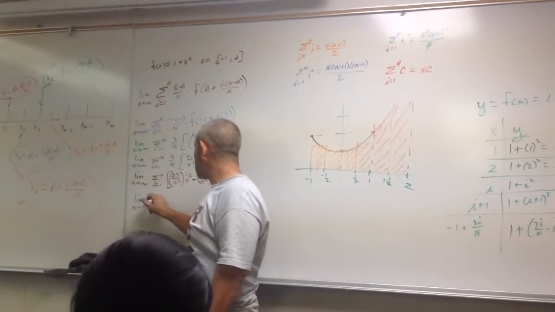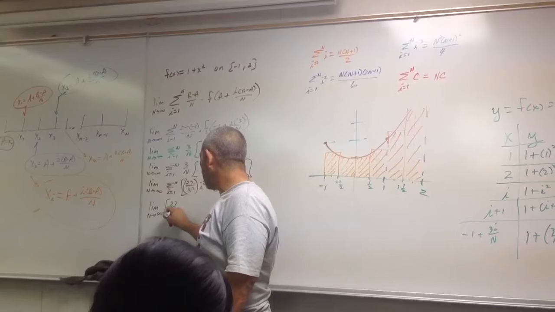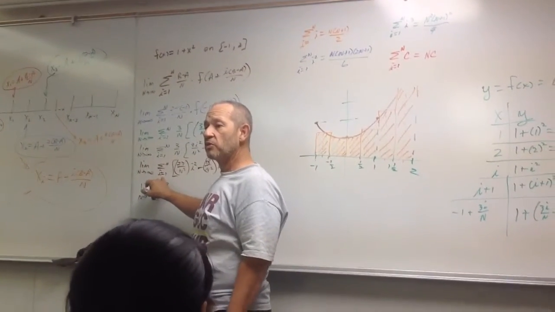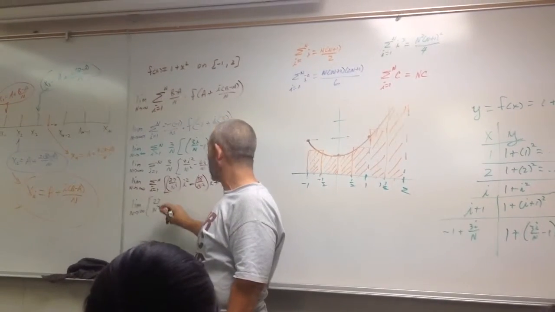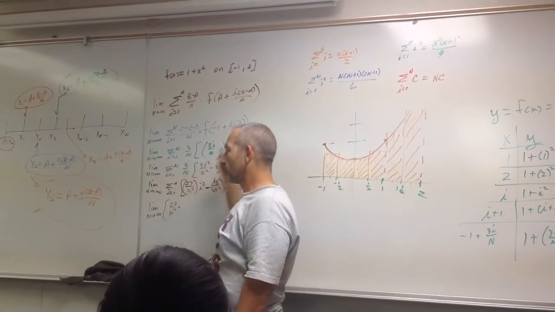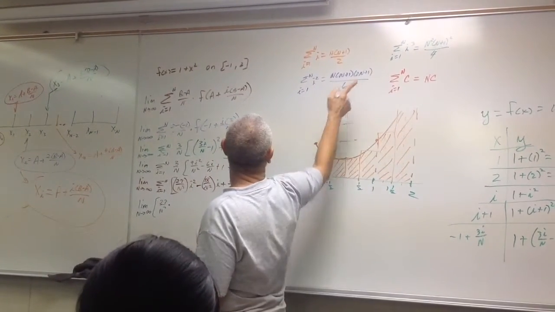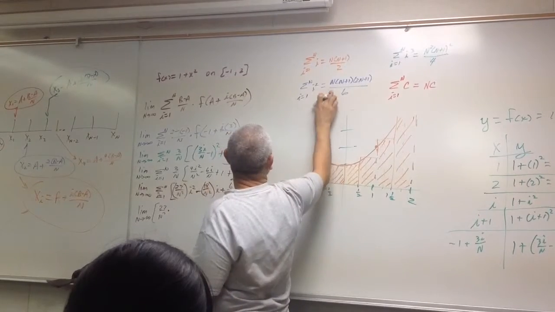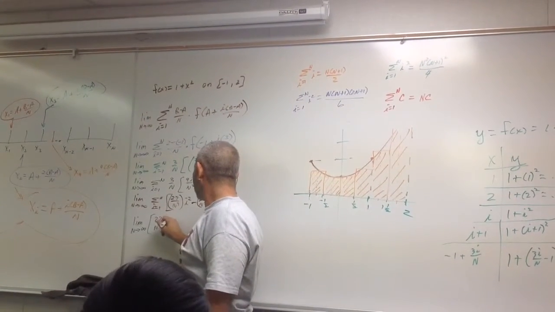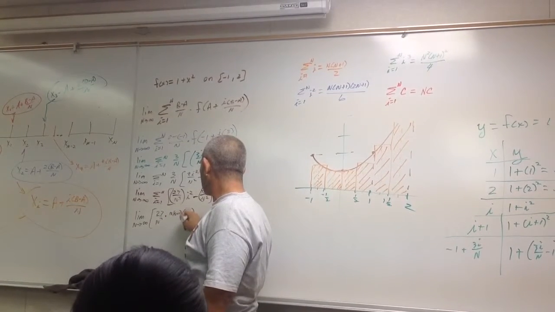We've got a constant, 27 over n cubed, right? N is a constant, I is the variable of the summation. And what is the sum from i equals 1 to n of i squared? n times n plus 1 times 2n plus 1, all over 6.